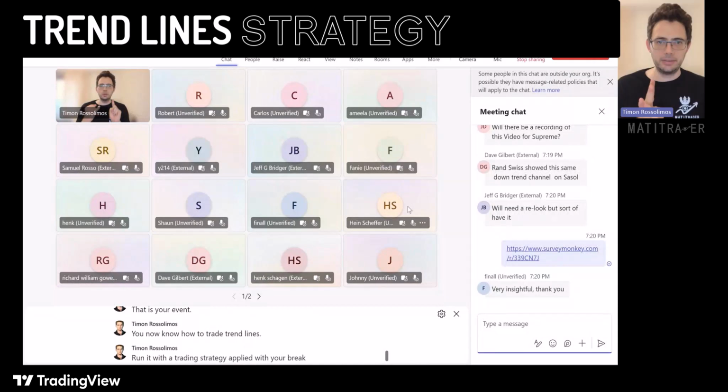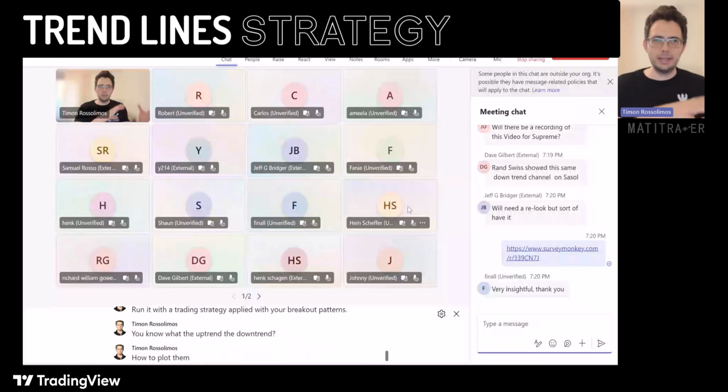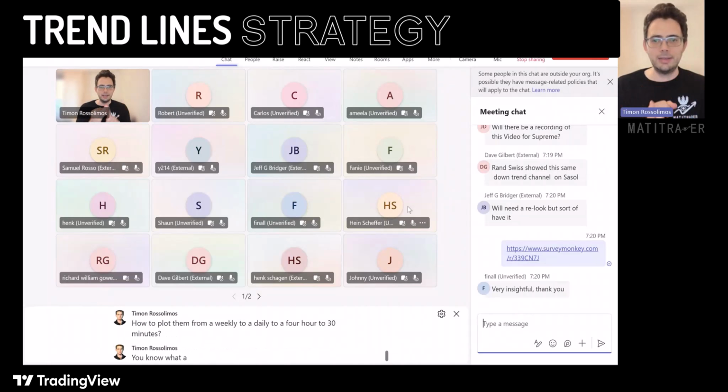You know what the uptrend and the downtrend are, how to plot them from a weekly to a daily to a 4-hour to 30 minutes. You know what a trigger line is, a safety line is. You know what an active trader is and a passive trader. So I've covered everything that I wanted to do.